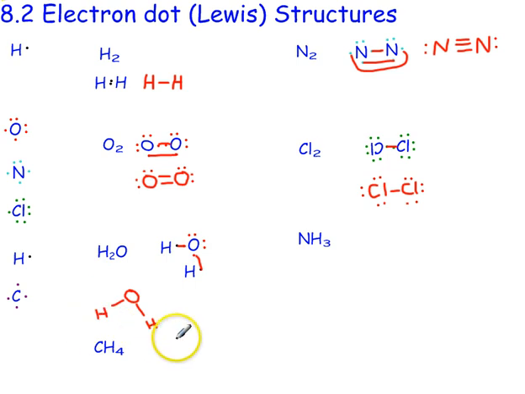But there are no lone pairs around the hydrogen. There are, however, 2 lone pairs around the oxygen that we do need to indicate. So this is the Lewis structure for water.